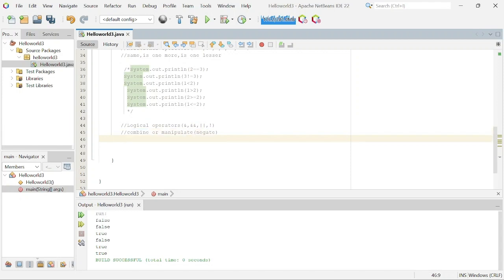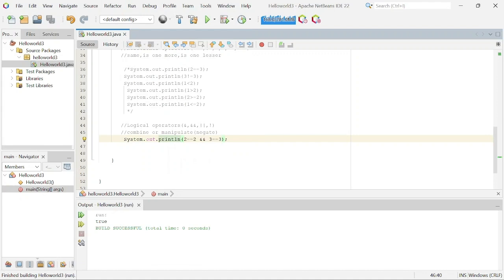So let's say I print System.out.print 2 is same as 2 and 3 is same as 3. So you're combining these with this. And means it will return true if both of these things are true. Otherwise, it will always return false, even if one of them is false. So if I try to run it, I'll get true because both are true.